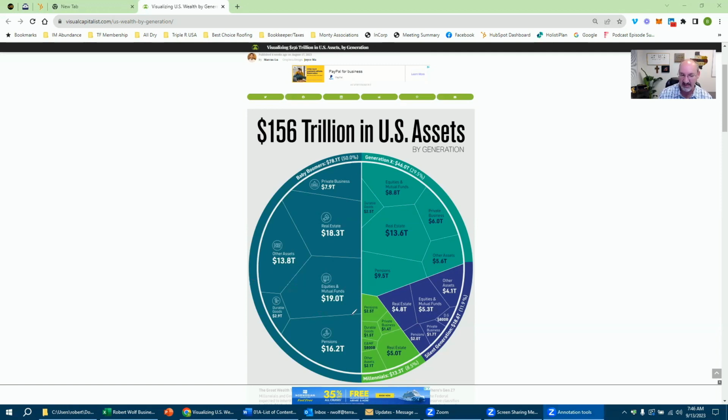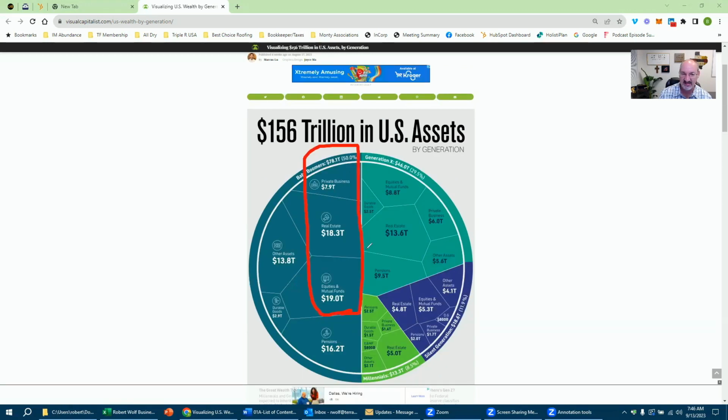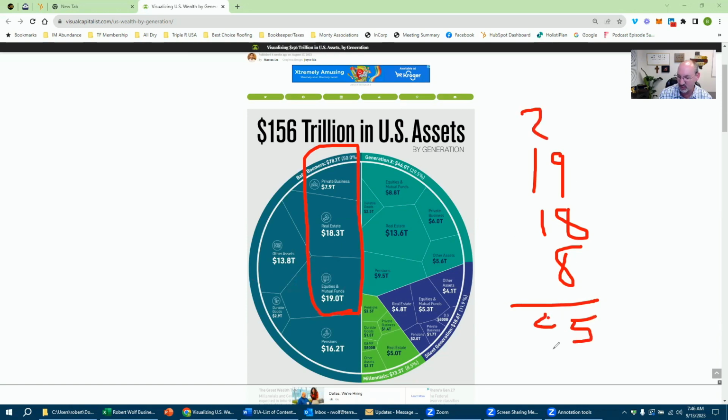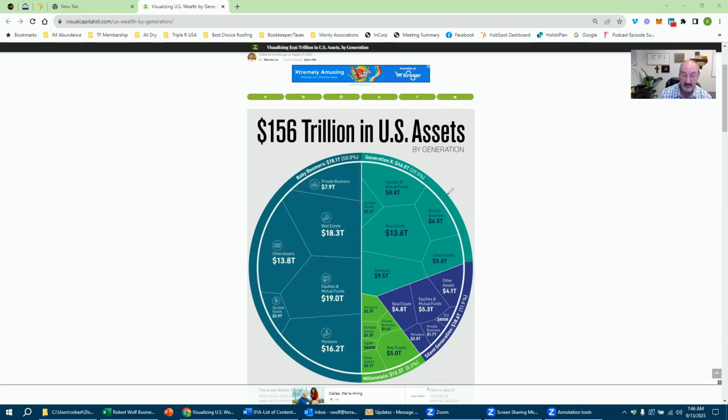So really it's this here. That's pretty significant. So you got what, 19, 18, and can I just call this 8? So you have what? That's 16. So that's 25, right? So you got about $45 trillion that are going to exchange hands here pretty soon. And pretty soon, meaning within the next 20 years, two decades. Okay, so let's look at Generation X.